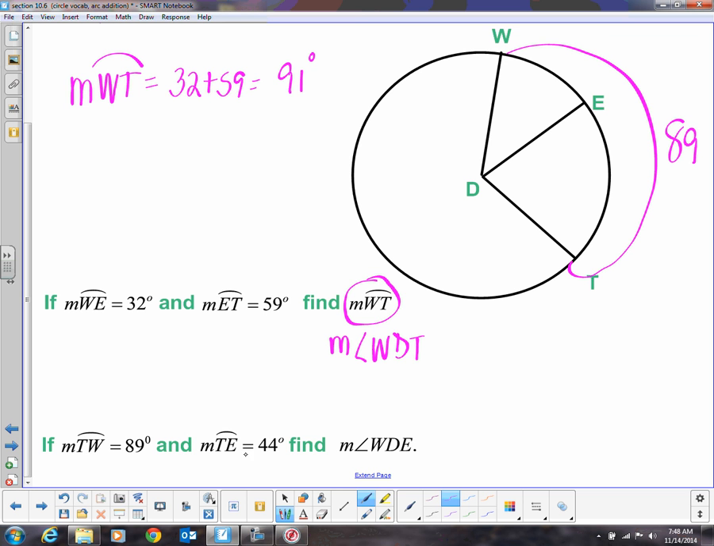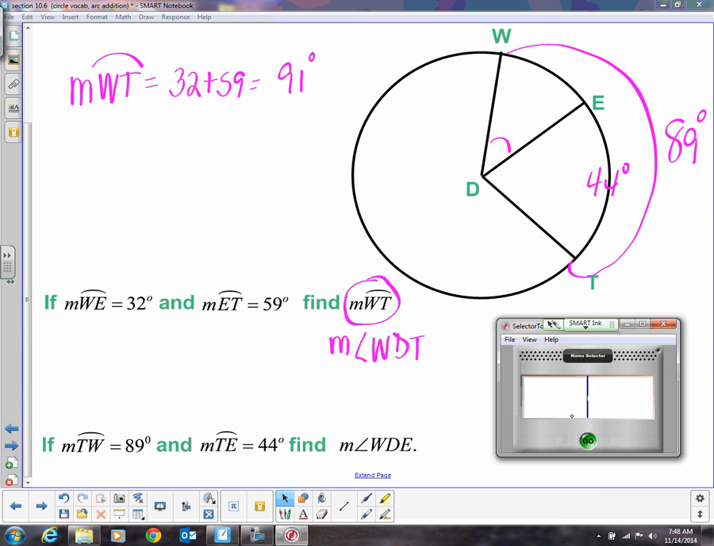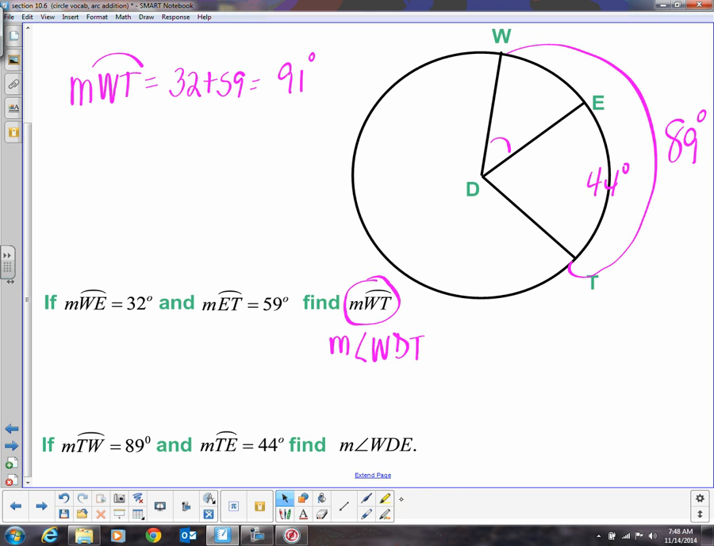And I'm telling you TE is 44 degrees. Now I want to know the measure of WDE, that angle. What are you going to do to get that angle? 89 minus 44. Okay, so the measure of my angle WDE is going to be, you said, 89 minus 44. Did you have to show that work? Yeah. And I think that's 55. Is that right? No, it's 45.